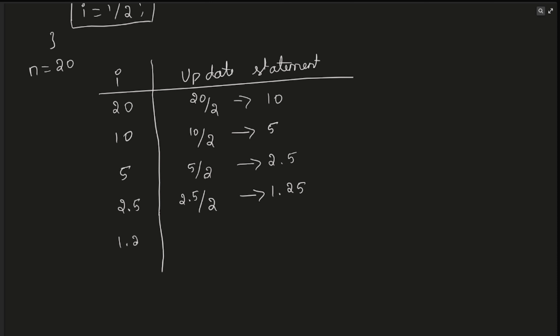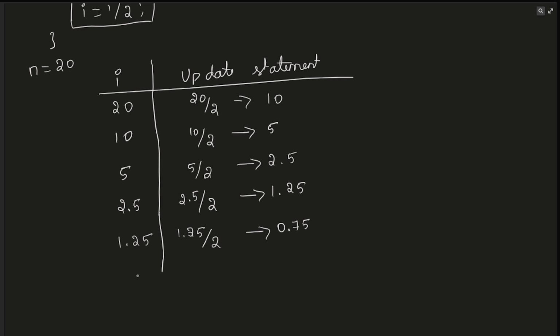Now I value is 1.25. 1.25 is greater than 1. So divide it by 2, which becomes 0.625. Now I value is 0.625. Is 0.625 greater than 1? No, our while loop breaks here.